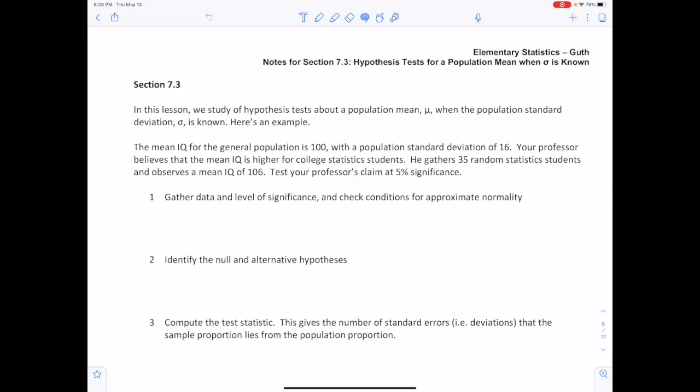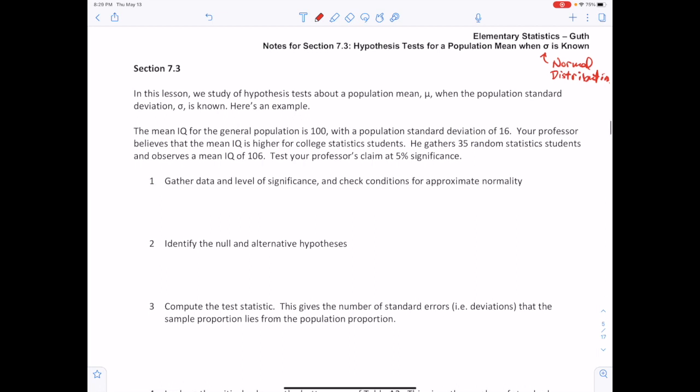Okay, so next we're going to look at section 7.3. This one's on hypothesis tests for a population mean. And now this is where the population standard deviation is known. Now remember, when the population standard deviation is known, we end up standardizing our sample mean with a z-score. So this means we're going to use the normal distribution on this one. When we use the sample standard deviation in place of the population standard deviation, that forces us to use a t-distribution.